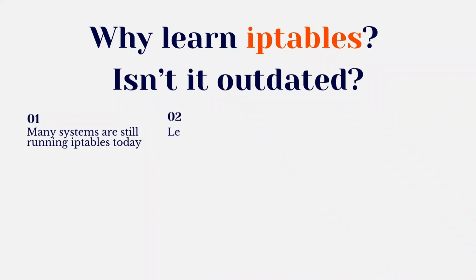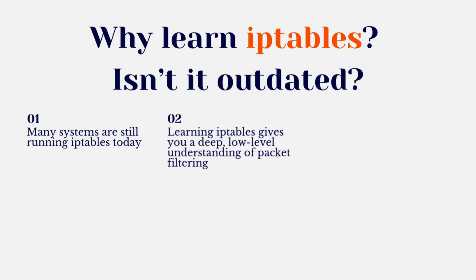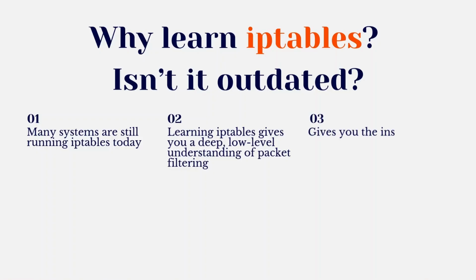Learning iptables gives you a deep, low-level understanding of packet filtering. Once you get that, transitioning to newer tools like nftables is easy. It's like learning manual before driving automatic. You gain a deeper feel for how everything fits together. When firewalld or UFW fails, or when you need to debug weird networking issues, it's often iptables that gives you the insight to fix it.